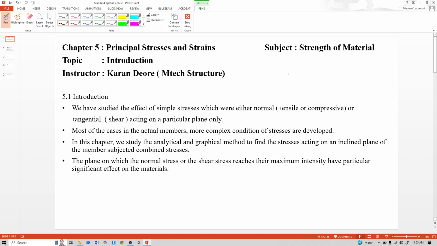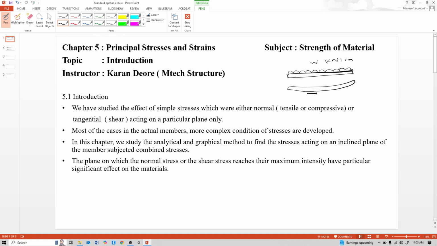So consider this is a beam, and this beam carries a uniformly distributed load of W kilonewton per meter, and due to this load, this beam bends. Due to this external loading, internal stresses develop in this beam, and these internal stresses are either normal or shear. Normal stresses are tensile or compressive.